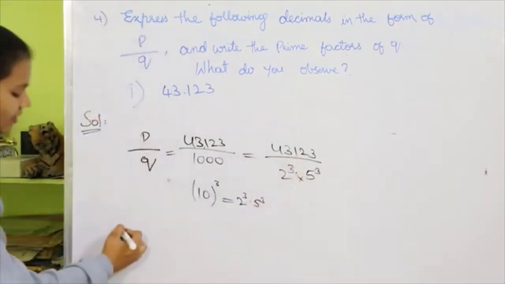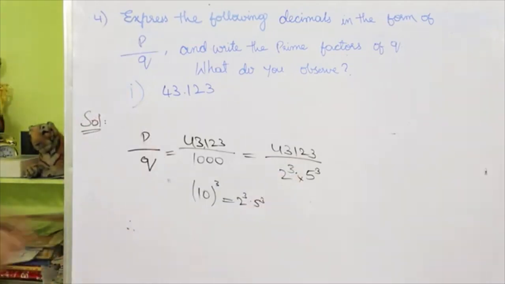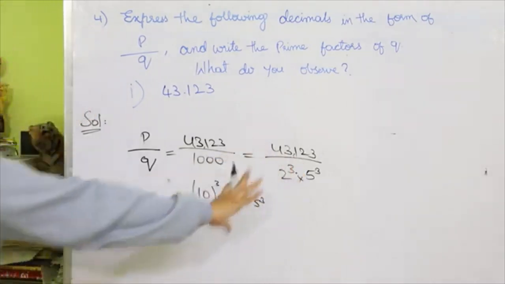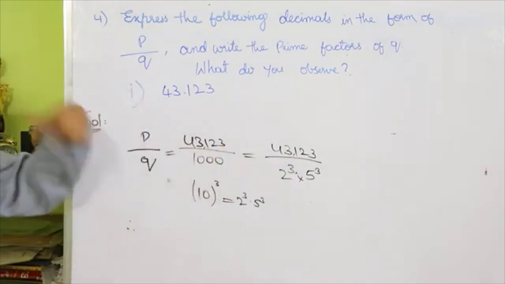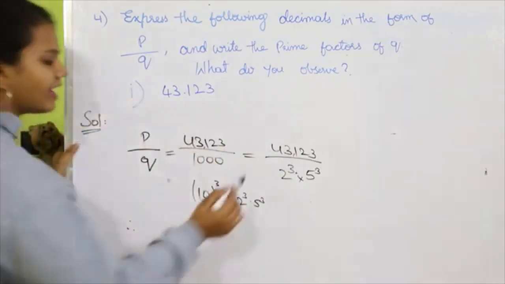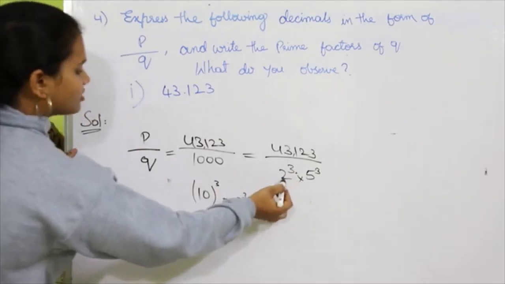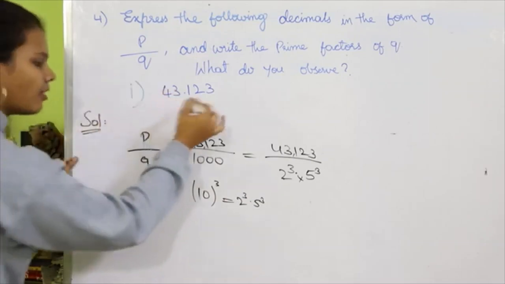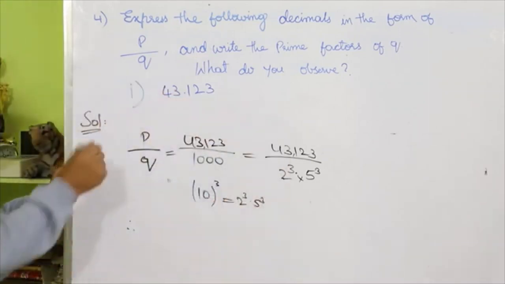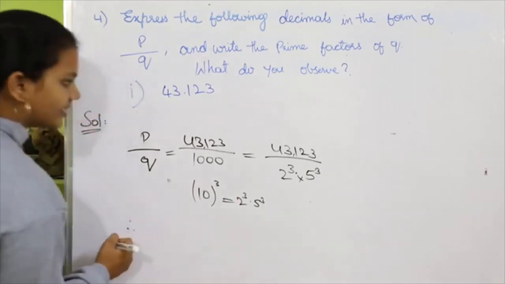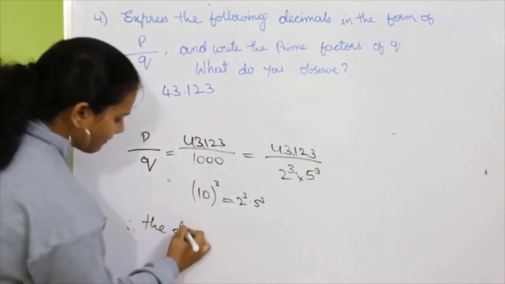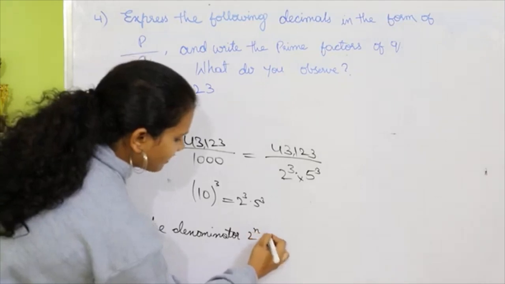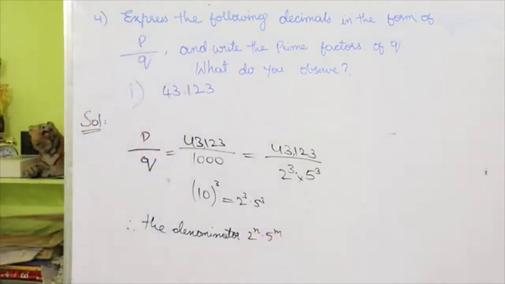Now here I can conclude, therefore, the given denominator is in the last form that we got, 2 cube into 5 cube. Actually in the previous questions, like in the third question, we converted the fractional form into the decimal form. Now what are we doing? We are converting the decimal form into the fractional form. So now we can conclude the denominator is in the form of 2 power n into 5 power m.